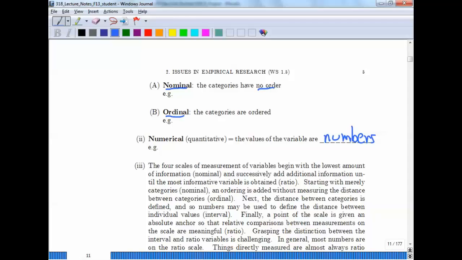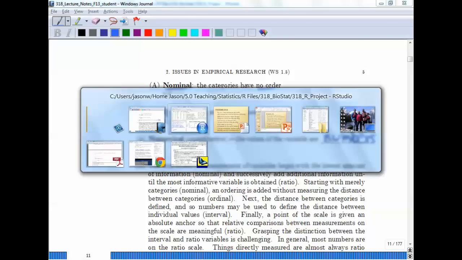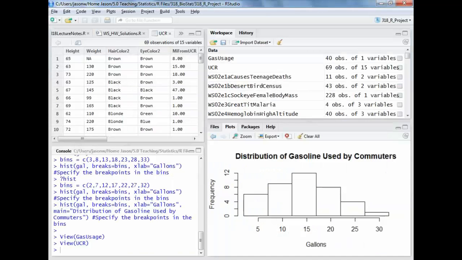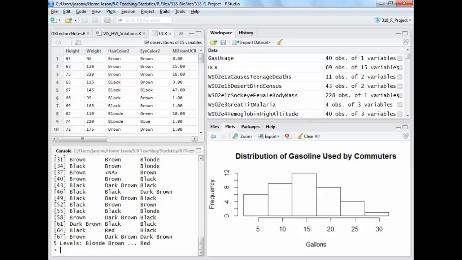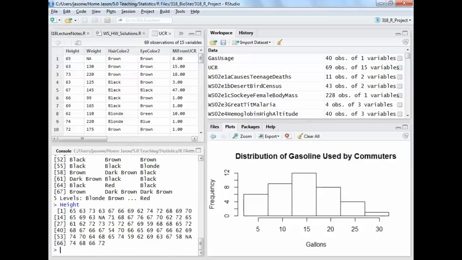So, for example, I'm going to hop over to my RStudio, and if I attach my UCR file, let's look at hair color. I put a 2 after it. Those are the hair colors. I got black, brown, dark brown, and so on. That's nominal. There's no natural ordering. Height, of course, is a numeric variable. Those are all numbers.